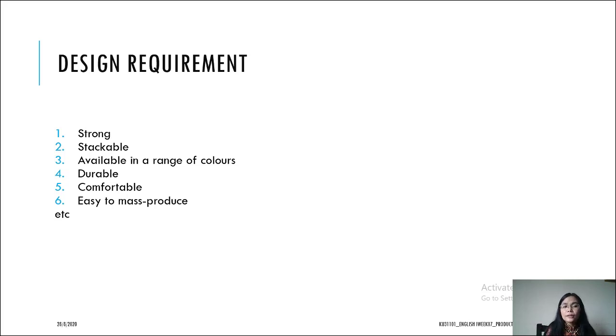Okay, so these are six design requirements that I put online. I have strong, stackable, available in a range of colors, durable, comfortable, and also easy to mass produce. And there are also more requirements in the product design, of course. But for this, I would like to know from you. Maybe you have other thoughts about the design requirements. You can put them under the following numbers here. Number 7 or number 8, you can have as many as you want, and we can discuss it later in our practicum session.